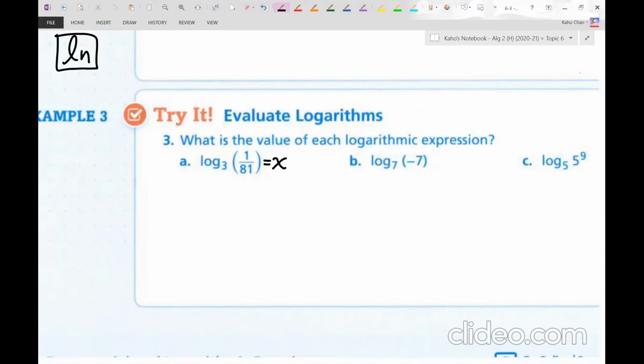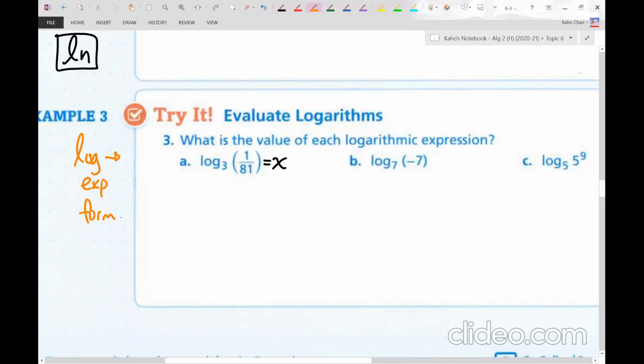Right now it's in log form. At this point, we have no tools or methods on the calculator that we know of yet, but we can convert to the other form. So let's convert that log to exponential form. That's the key here, okay? All right, here we go. The base, the little guy, is 3. Boomerang is x equals, comes back to 1/81.